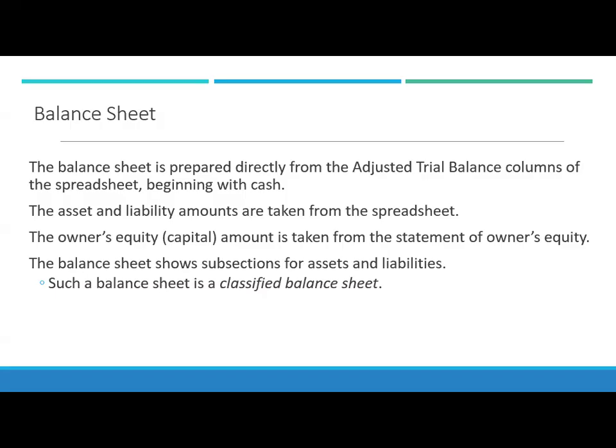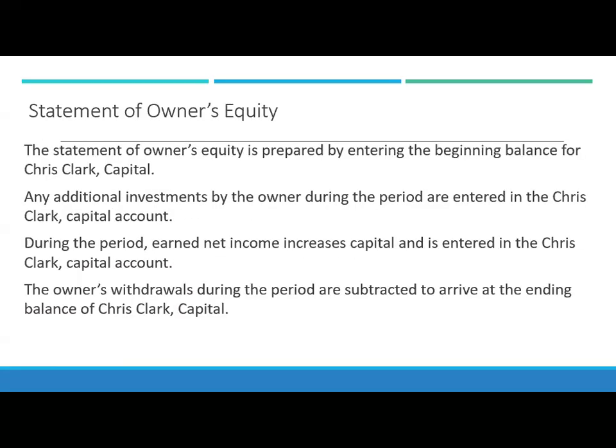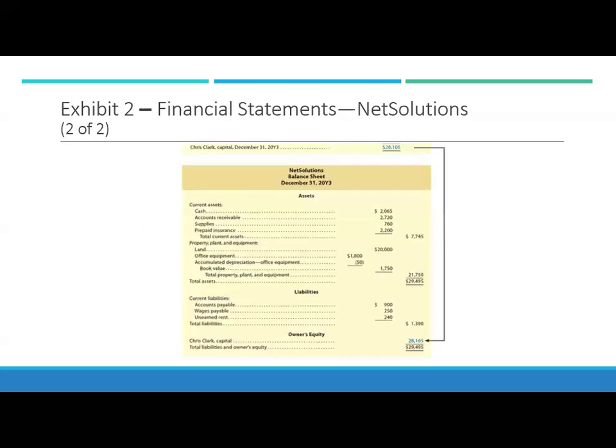And then the balance sheet is prepared directly from the trial balance, and it starts with cash. So all the assets are listed in order of liquidity, which is how soon they can be converted into cash. That's why cash is at the top. Next is generally accounts receivable, because that's going to be collected within 30 days and turned into cash. Then in this example, we have supplies and prepaid insurance. Those are both prepaid expenses, and prepaids are going to be used up within 1 year.